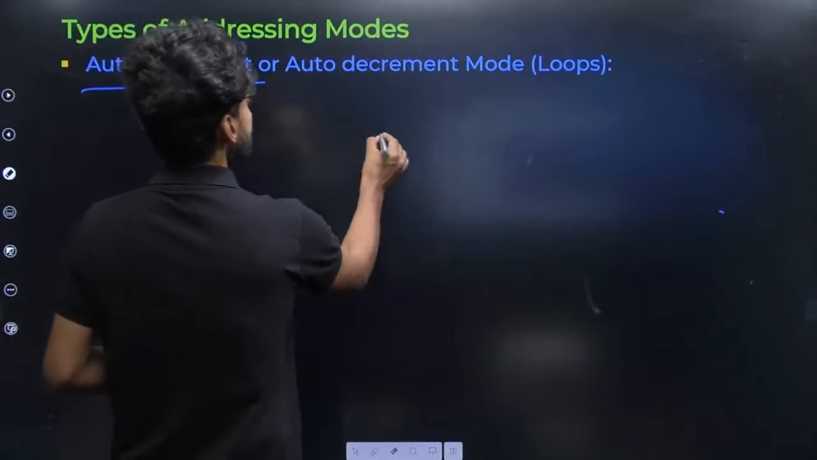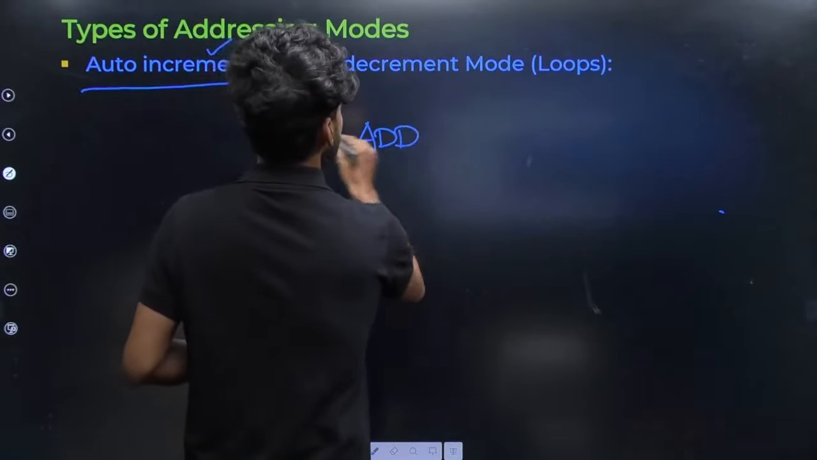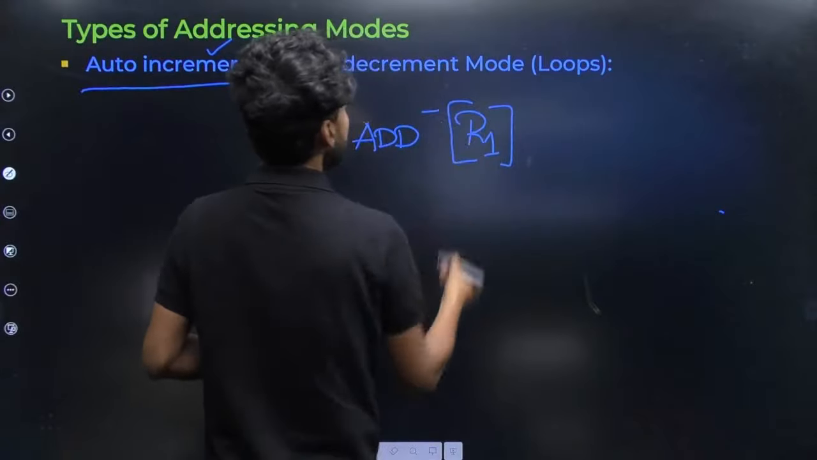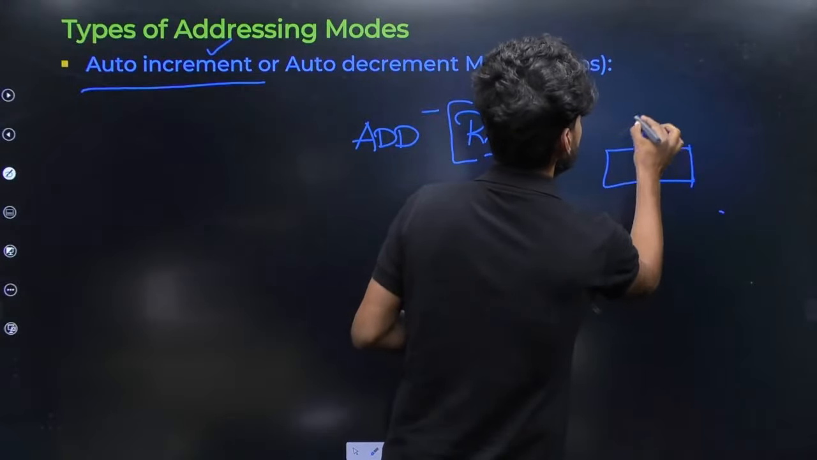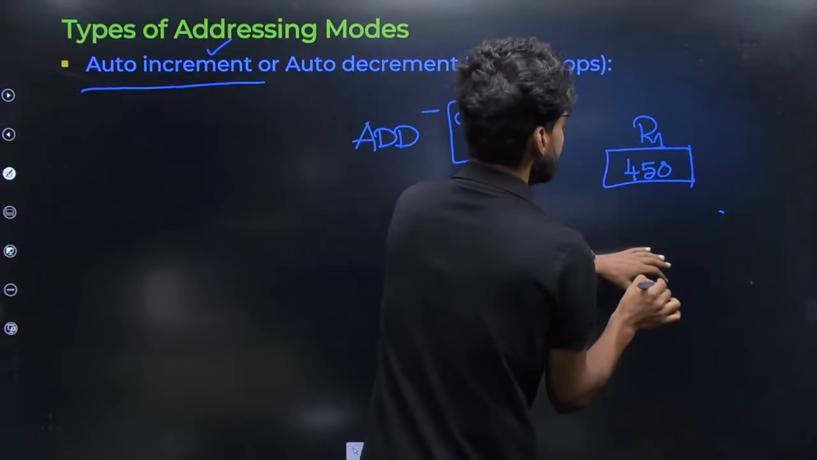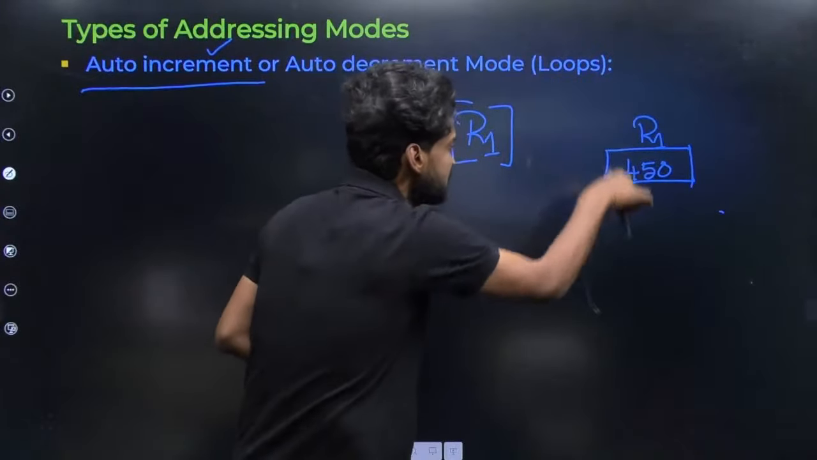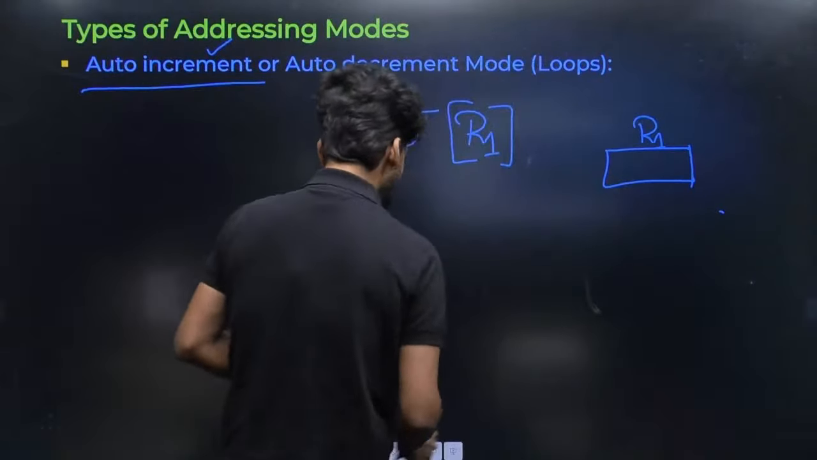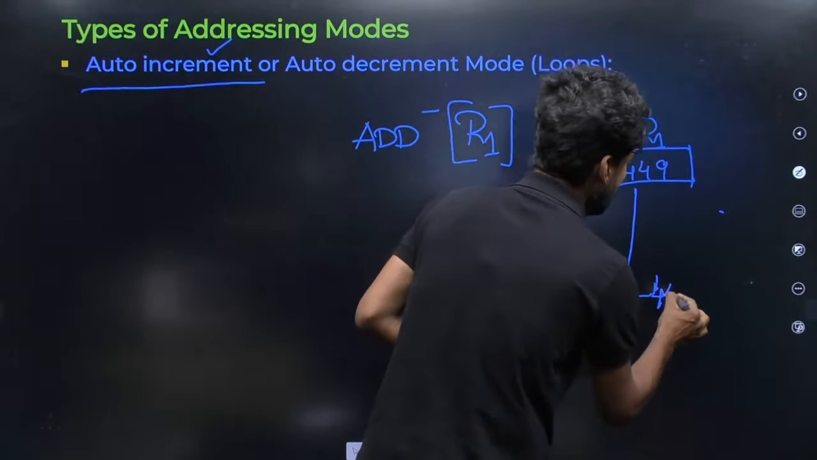Now, understand this. Let us say add R1, and R1 is said to be in auto decrement addressing mode. Now exactly how is the effective address going to be calculated? We need to go to R1. The content of R1 is 450. If it is auto increment, we are going to take this and go to the main memory. But in the auto decrement addressing mode, first we will decrement the contents of the register. That is 450 minus 1 will be equal to 449. After which we will take this address and go to main memory.